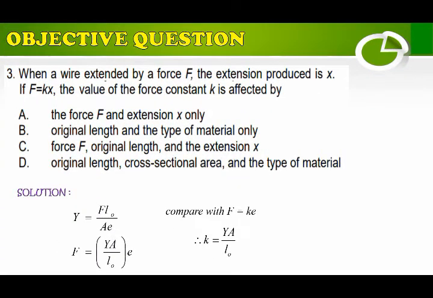For question number 3, when a wire is extended by a force F, the extension produced is X. If F is equal to Kx, the value of the force constant K is affected by... Okay, to know the correct answer, take a look at the solution. From the equation of the Young modulus, we rearrange the equation and compare it with the equation of F, which is equal to Ke. Because of that, we know that K depends on the Young modulus, which represents the types of material, the cross-section area, and also the original length. So the answer is D.